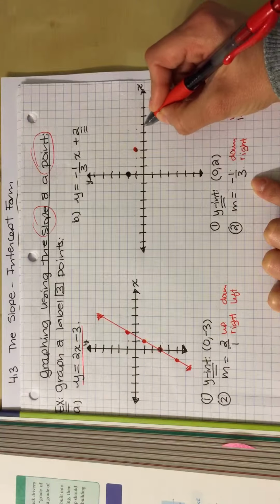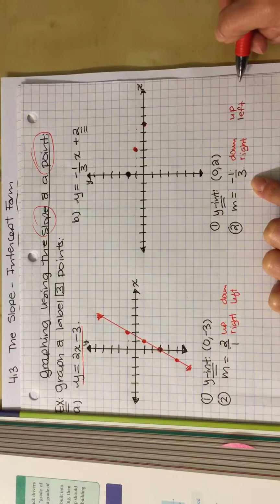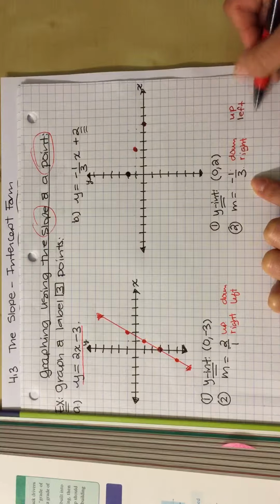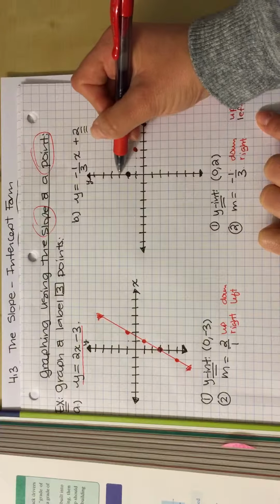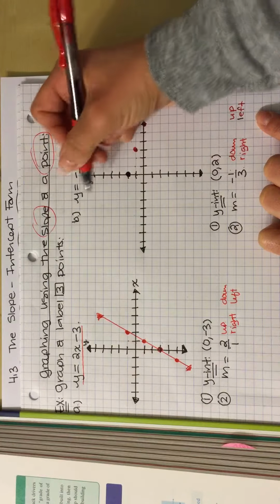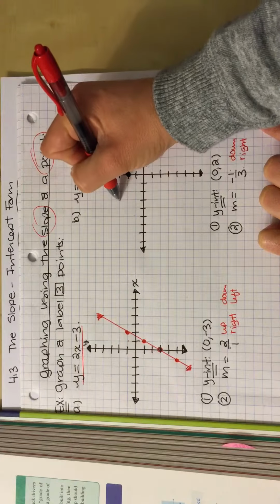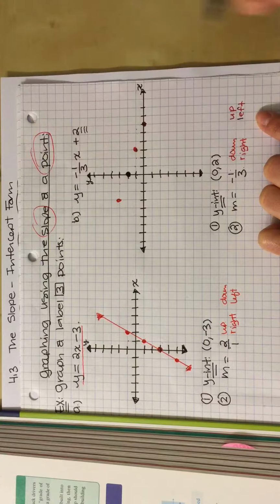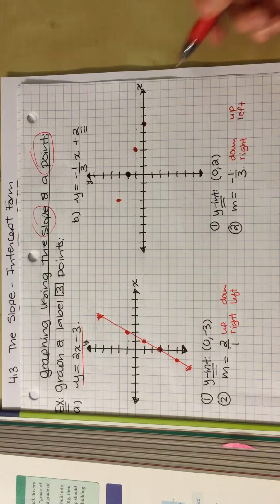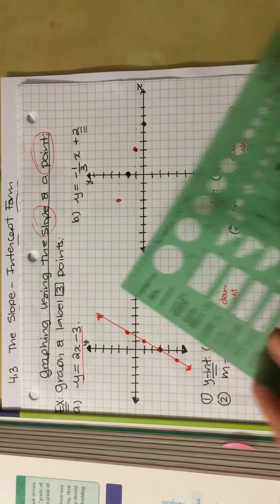And then we do it again, down 1, to the right 3. 1, 2, 3. Again, if you want to use the other option, you could go up 1 and to the left 3. 1, 2, 3. So we could do that as well. You've got your points, you want to connect them.